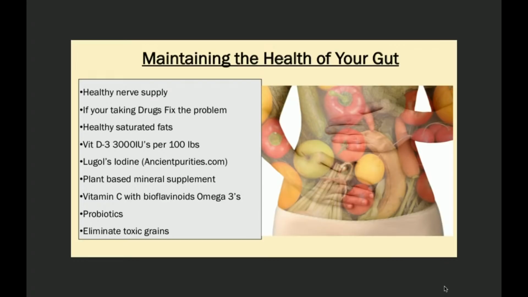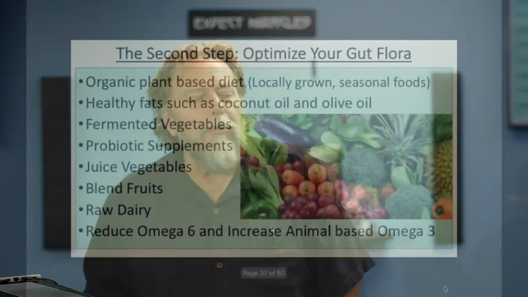Healthy saturated fats, vitamin D3, Lugol's iodine, plant-based mineral supplement. You've got to get the plant-based mineral supplement. Sea plants are the best. So whatever culture you're in, get some of that. Vitamin C, healthy organic oils, fermented fruits.